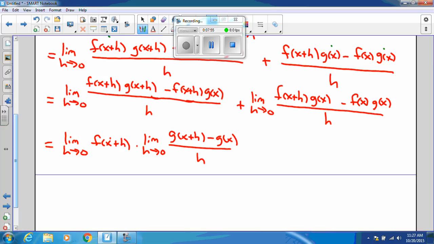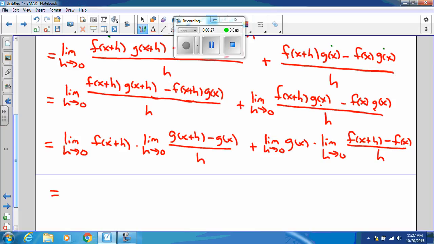And now at this point you might be seeing the logic of this proof. And likewise, I'm going to factor out my common factor of g of x and use the product rule for limits right here as well. Are we good? Okay. And now, it's beauteous.